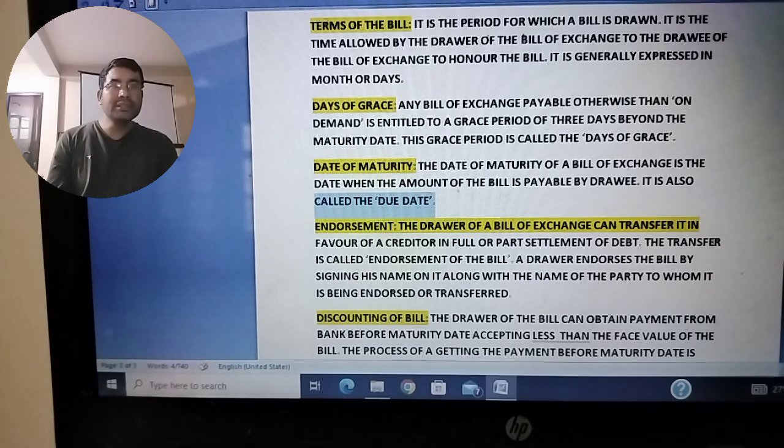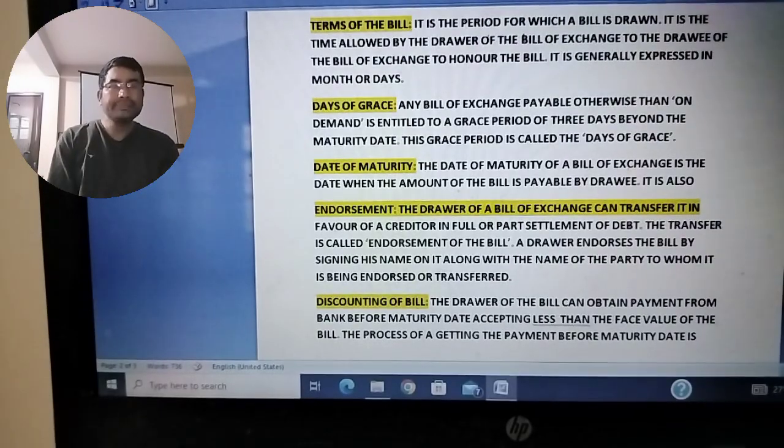Now we'll deal with the date of maturity. Date of maturity means the date on which a bill is honored, or on which the bill of exchange is to be honored. It is also called the due date, as I already explained while discussing the days of grace. That is, if it is drawn for 3 months, then if it is January it will become April.